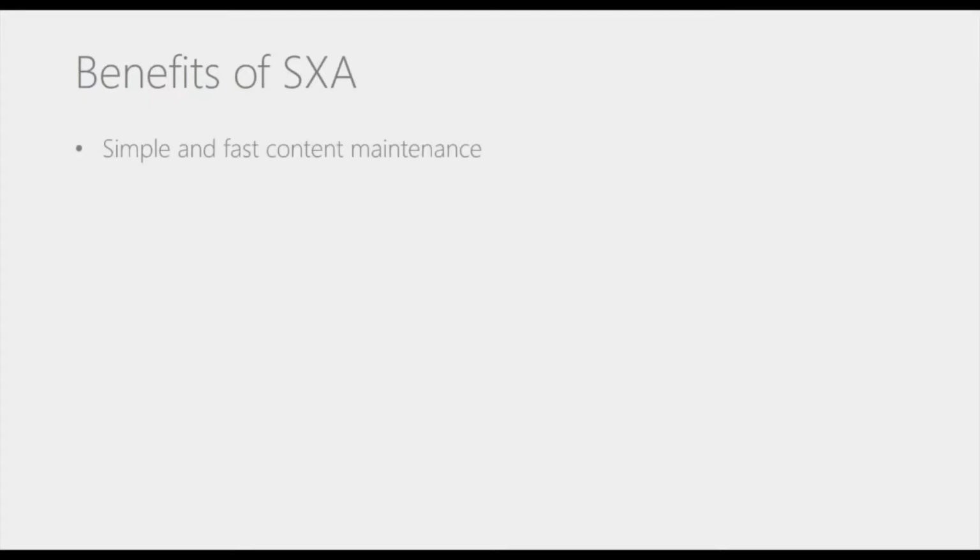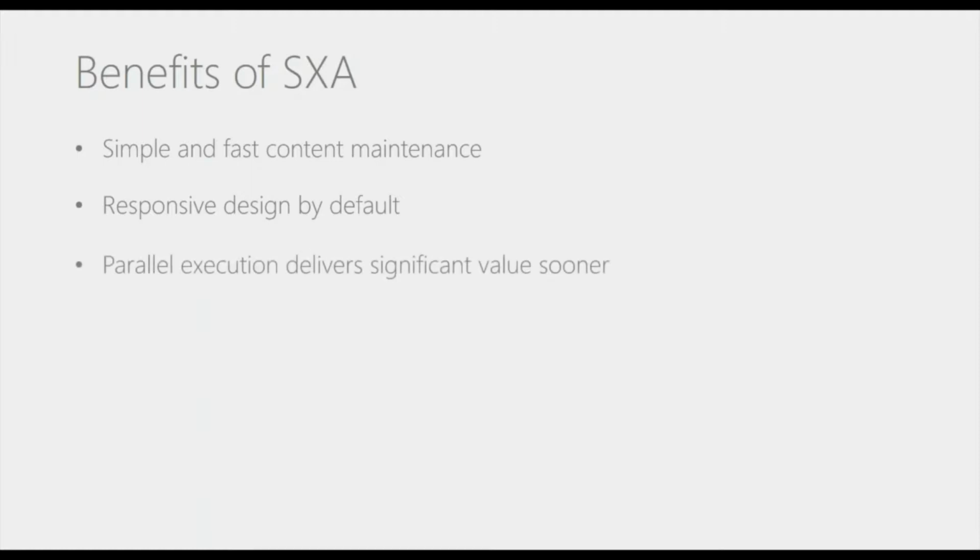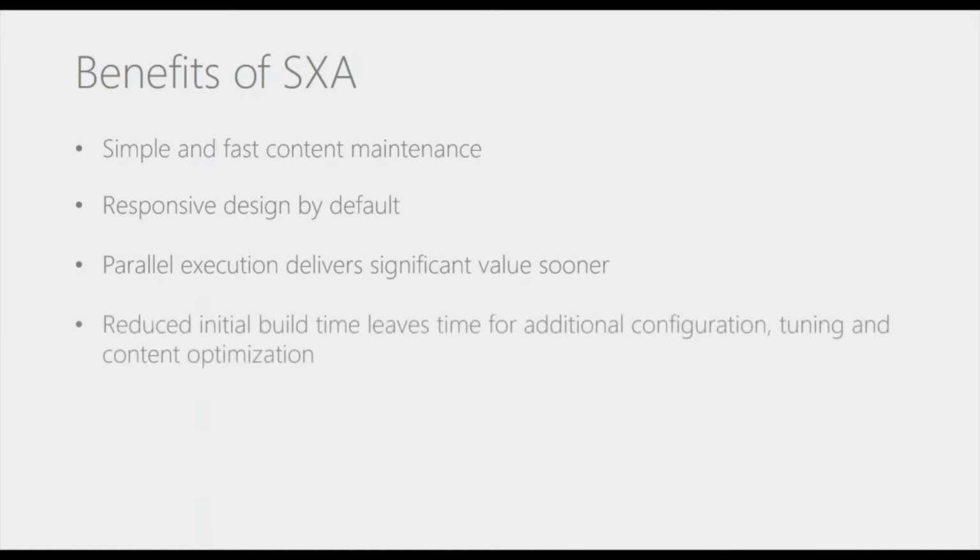So wrapping up, some of the benefits of SXA. Content maintenance, content entry, creation of all content authorship is much simpler, much faster now. Your site is responsive by default, so you don't have to worry about that. We're using containers that are part of the toolbox that are all responsive. Parallel execution of all these steps provides value to the client sooner, so that hopefully you get to the fun stuff, which is usually in phase 2 that never happened. So reduced initial build time leaves time for additional configuration, tuning, and content optimization. So all the fun profile stuff, personalization, all those things that really are the value add for Sitecore, make it worthwhile.